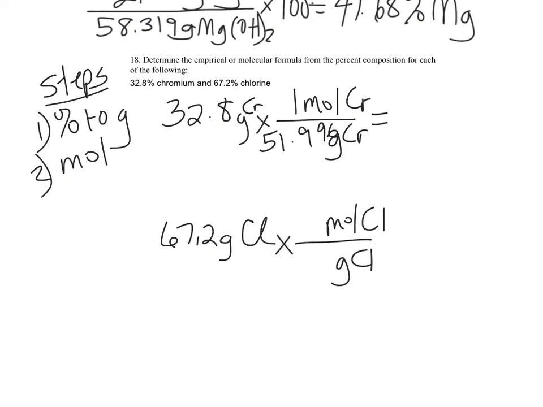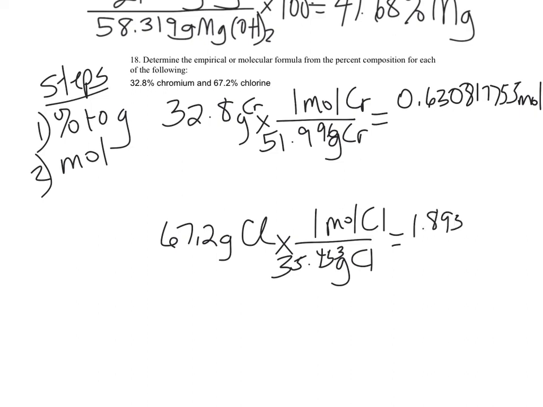I divide 32.8 by 51.96, and I get this value. Remember, we kept all of our numbers in our calculators for that mole value. And then this one, I need to go to chlorine and get its mass off the periodic table to plug in here. And that's equal to 1 mole is my conversion. So I have to have 67.2 divided by the 35.453, and I get 1.8954672338 moles.